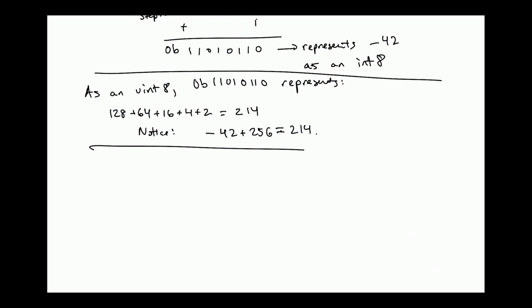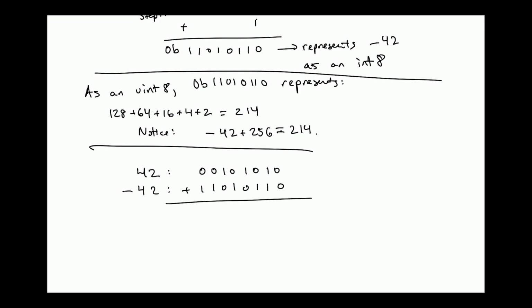Okay, so what did we get for 42 again? It was 00101010. Okay, and negative 42, we just got my number, the thing I claimed, was this, right? So I'm going to add them together. And I damn well had better get 0. Okay, 0 and 0 is 0, good.